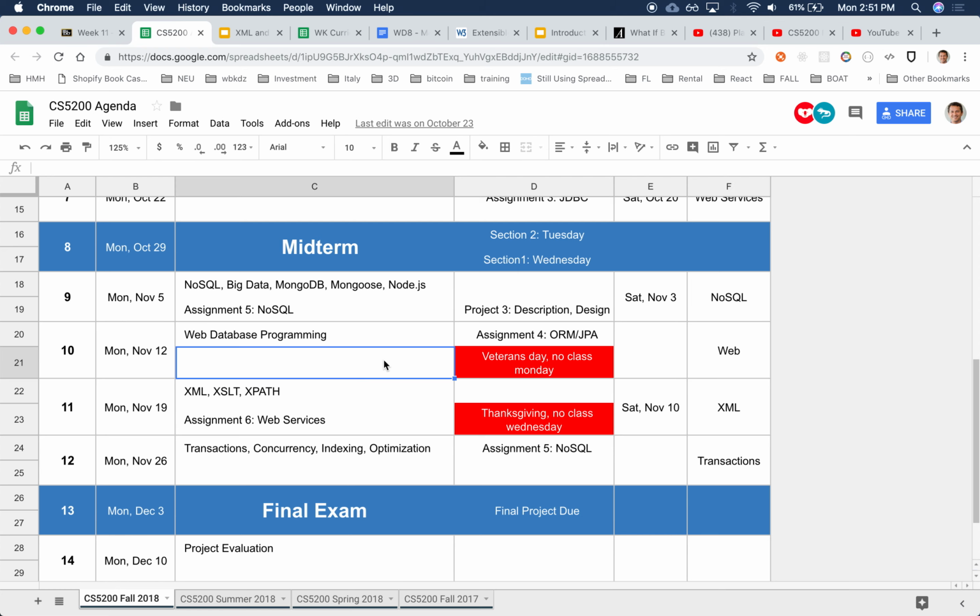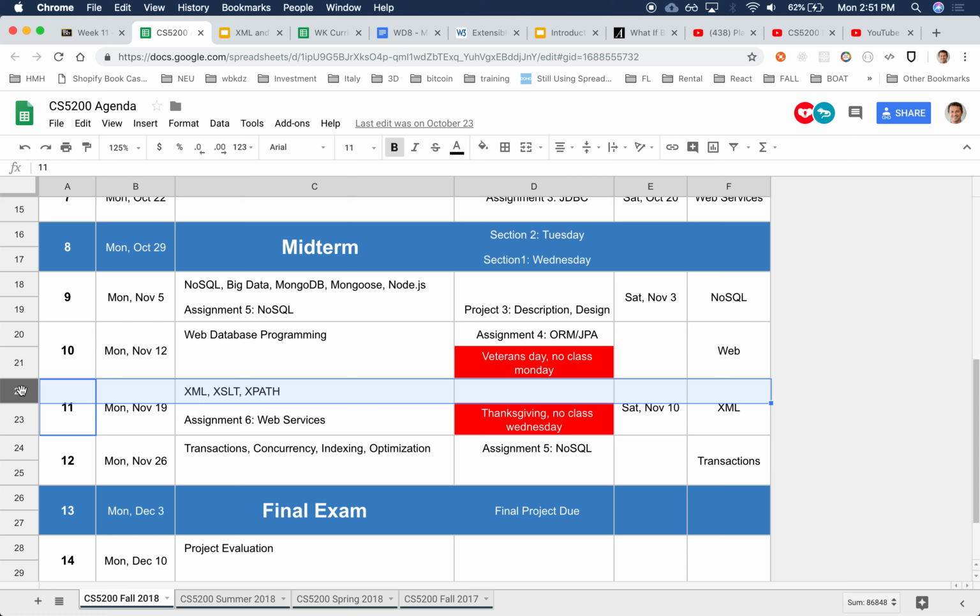Let's take a look at where we are so far. So we are on week 11. We're going to chat today about XML, XPath, XSLT, XSD, all things XML.